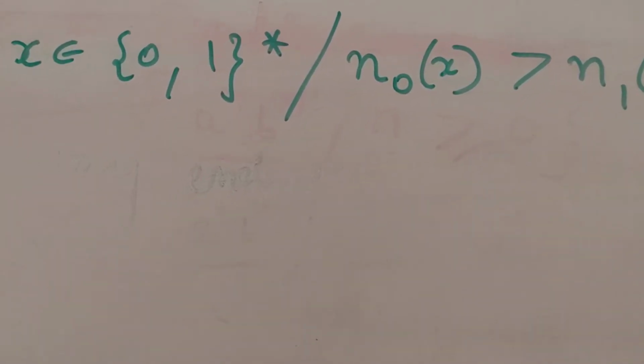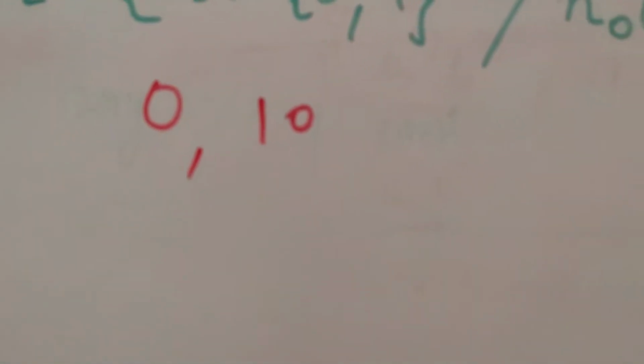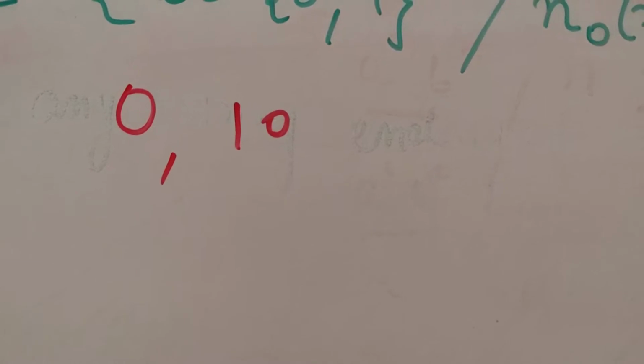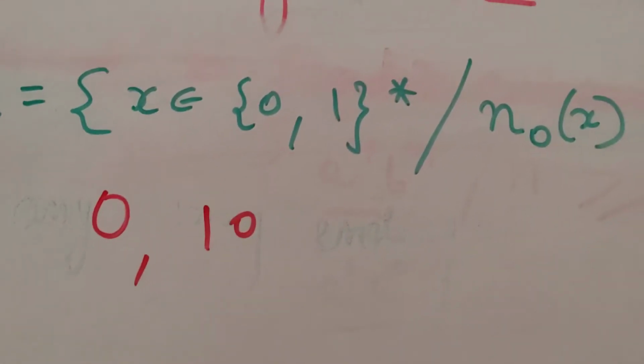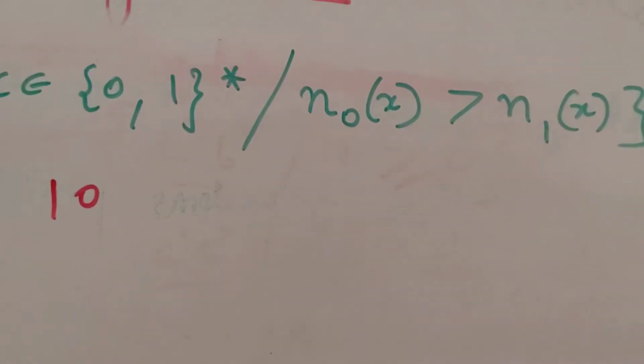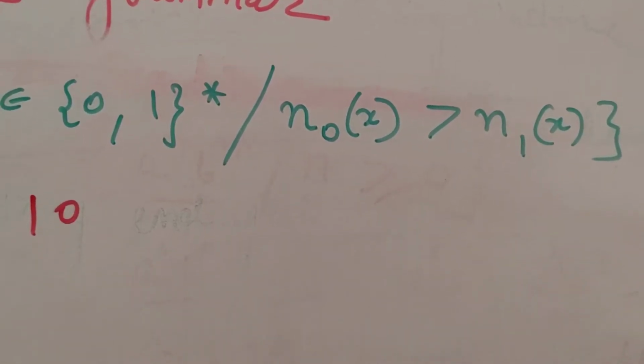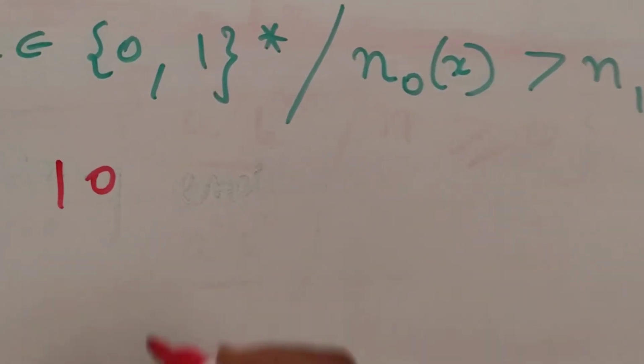So what can be the example for this? So here we can take the example 0. So yeah, 0 is there. Now 1 is not there. So obviously 0 is 1 time, 1 is 0 time. So number of 0s is greater. Now suppose we are taking example of another, 1 0. So in 1 0 both are equal. So this is not a possible string for my language. Why? Because number of 0s has to be greater than number of 1s. So here number of 0s has to be more.